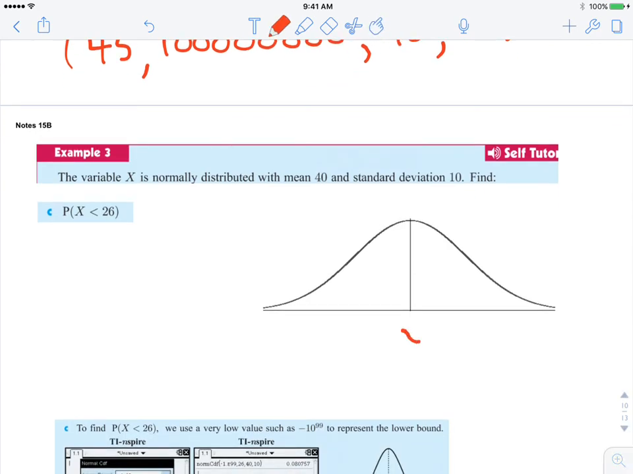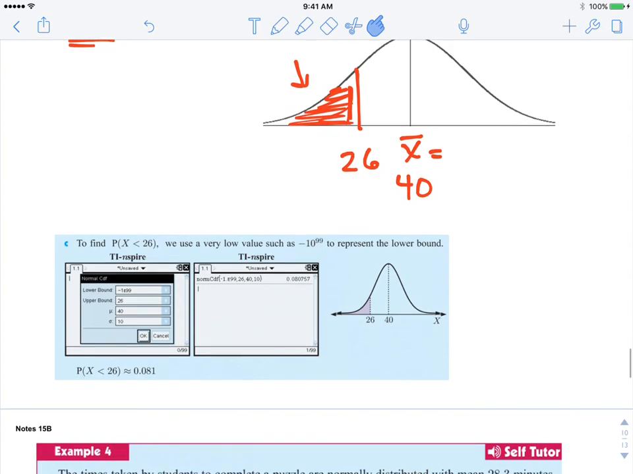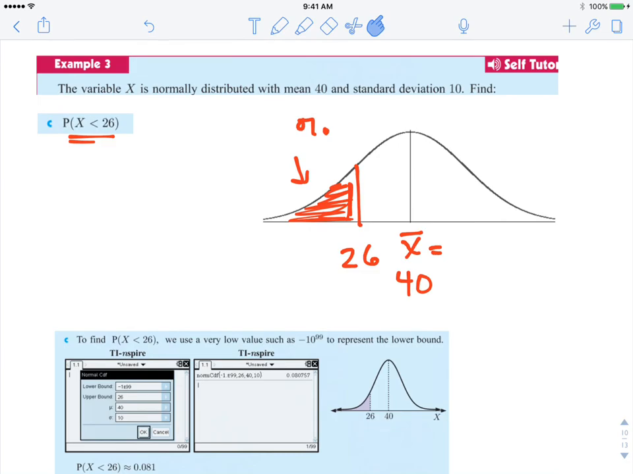Example C. Here's your mean. And we're at 26. And it's saying, what is the probability of x less than 26? So what's this percentage here is what we're looking for. So in your calculator, I'm going to give you the steps. The smallest number is something very small.